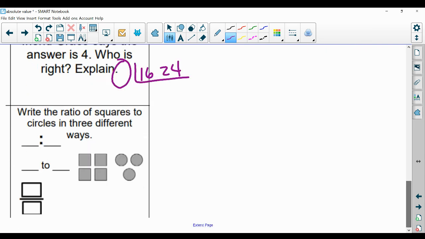Now, the last one down here I want to talk about is write the ratio of squares to circles in the 3 different ways. We haven't done ratios yet, but it's really simple. All you have to do is count and follow what comes first. We're talking about squares to circles. Squares comes first, so that's what goes first. So I'm going to count how many squares. 1, 2, 3, 4. How many circles? 1, 2, 3. Okay, this little sign means it's a ratio. You just copy it down here, copy it down here, and that's how ratios can be written with the little dots, with the word to, or as a fraction.